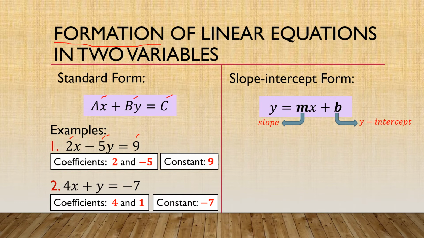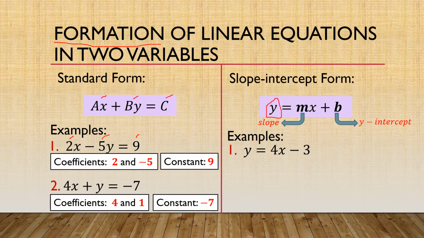So, paano yung slope-intercept form? I-isolate lang yung y. So, dapat ma-isolate mo yung y. Tapos, yung coefficient ni x, yan ang magiging slope, which is the m. Tapos, yung constant term, siya naman yung magiging y-intercept. Okay? So, yan yung isang klase ng formation ng equation. Okay, so let's have some examples. Number 1 is given in slope-intercept form kasi isolated si y. Once na isolated yung y, slope-intercept form na agad yun.